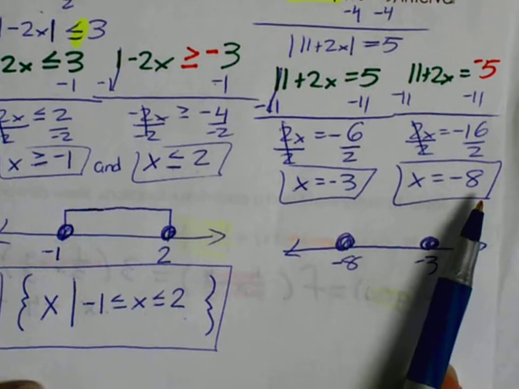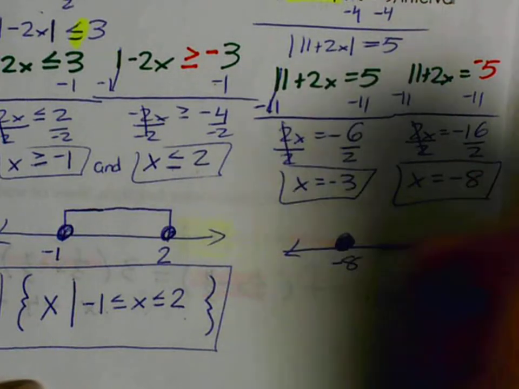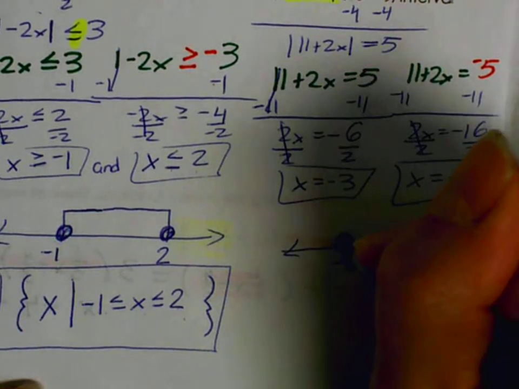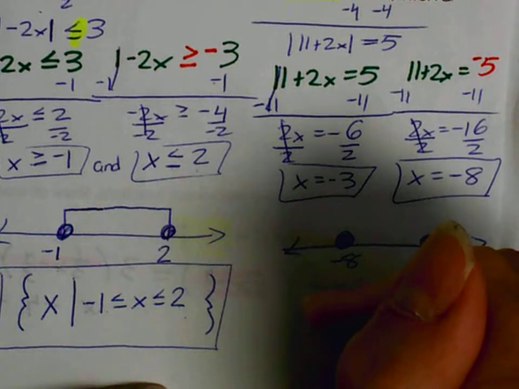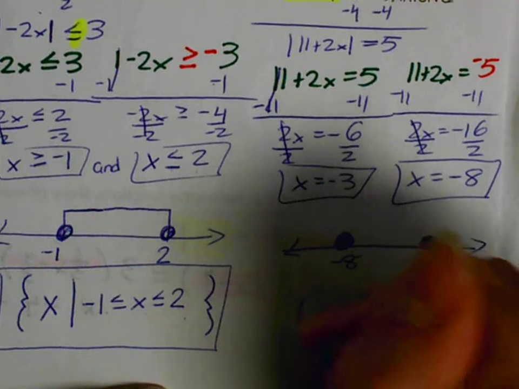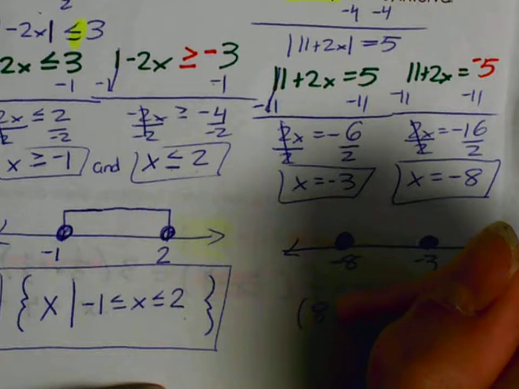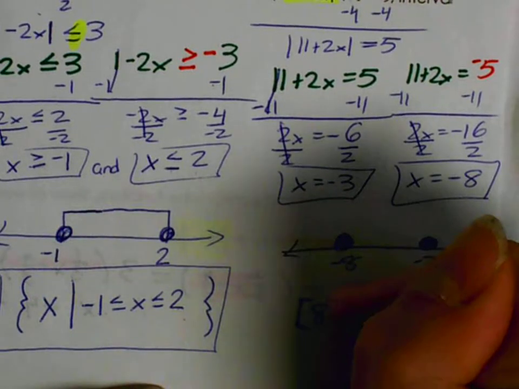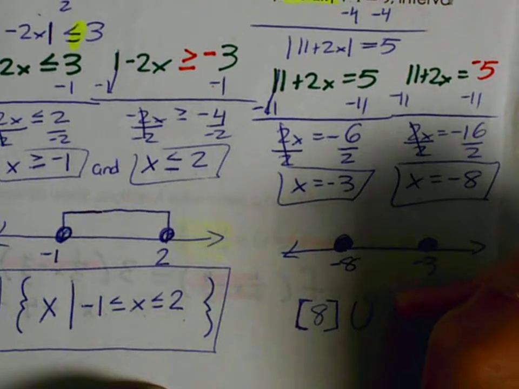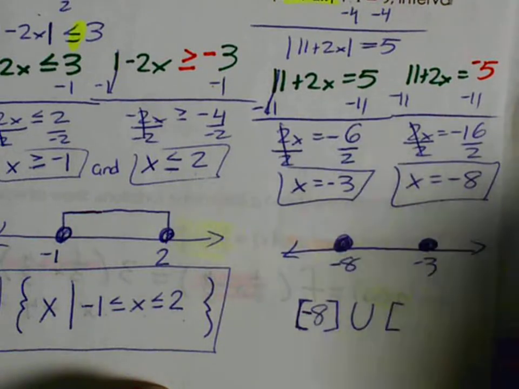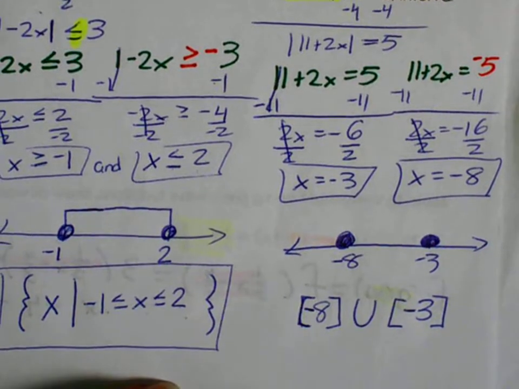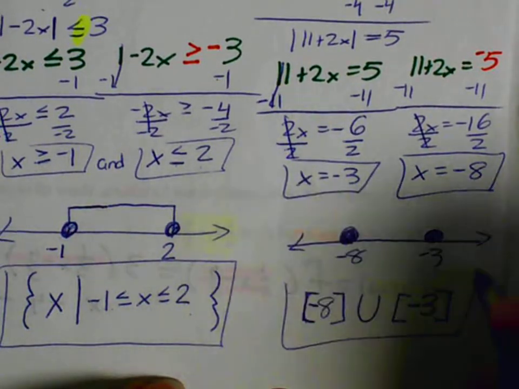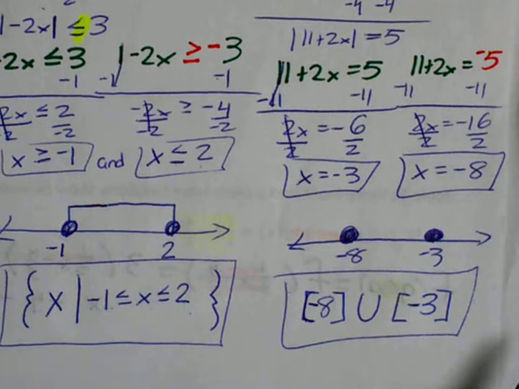I'm not doing inequalities. So that's what I have. And then my answer in interval notation, I've got -8, and I'm including -8, so I need brackets. I'm joining it with a set that includes -3 in brackets. And that is my answer to number 14. So this again was absolute value solving and graphing, either equations or inequalities.